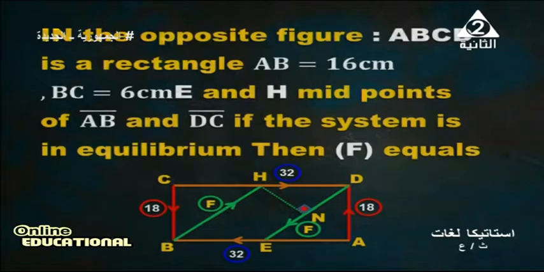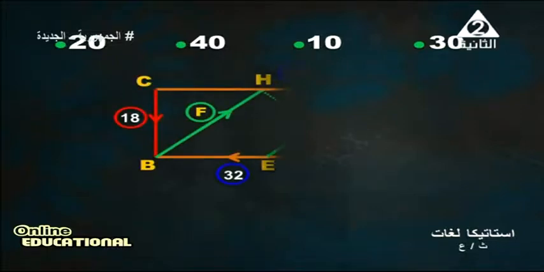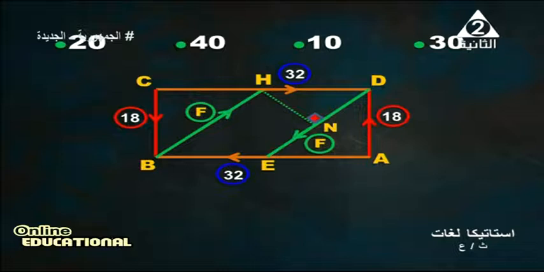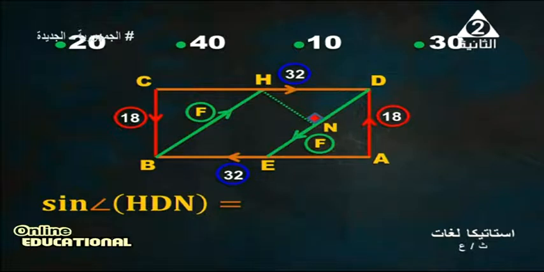My dear student, choose the correct answer. What is the value of F? 20, 40, 10, or 30? Look again. We have ABCD as a rectangle. We have two forces, 18 and 18, forming a couple, and 32, 32. Second couple, F and F. Third couple. Remember, my dear student, to calculate the distance between the two forces F and F, we draw HN perpendicular to ED.